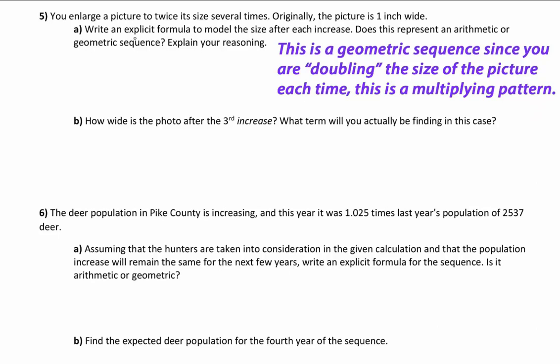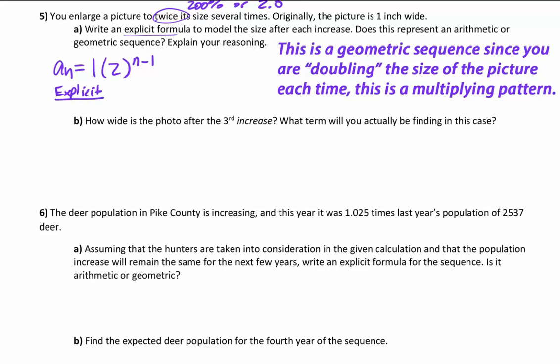So the problem would like me to write the explicit formula. So we're going to start off with AN equals. And the explicit needs to specifically start with the initial value of the picture, which is 1. Doubling it, so twice its size, meaning 200%, or just 2.0, means we could put a 2 as the base, and then we will have n minus 1 as our exponent. And again, this is the explicit formula.